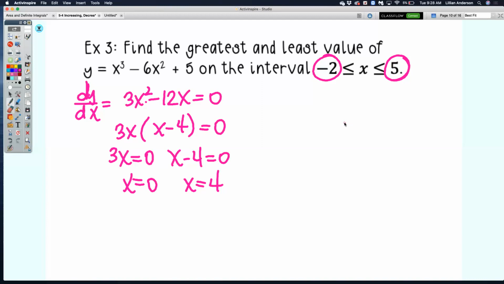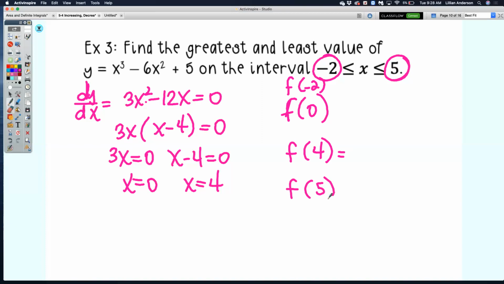Because again, my endpoints could be the lowest y value or it could be the largest y value on this particular interval. So what I need to do is take those critical points of 0 and 4 and plug them into my original function. But I also need to plug in -2, that first endpoint, and +5, my second endpoint, to see if they give me potentially the greatest y value or the smallest y value. So go ahead and plug in each of these 4 values into the original function.